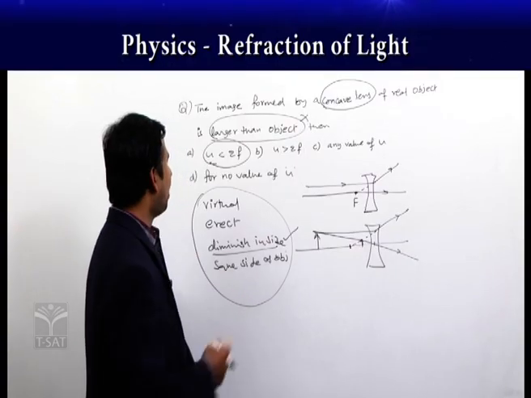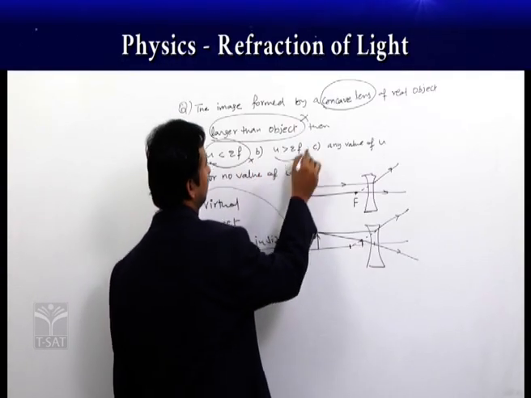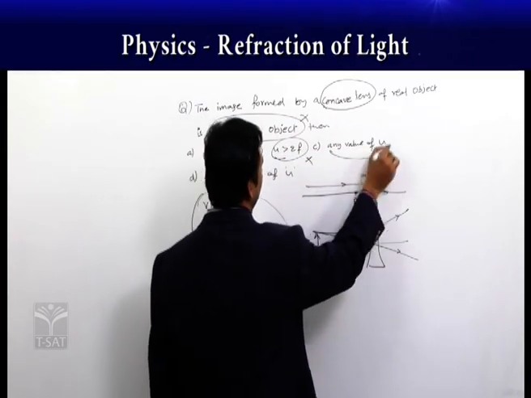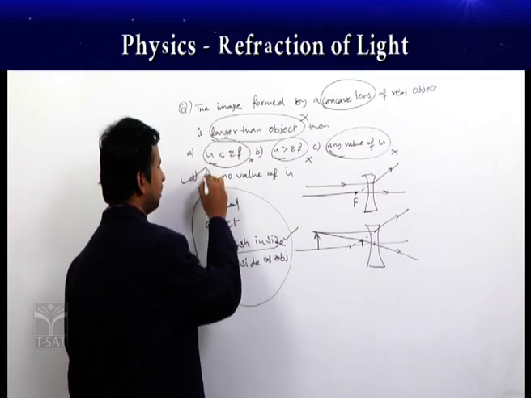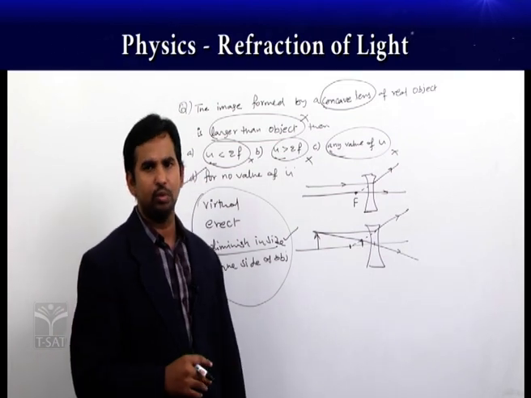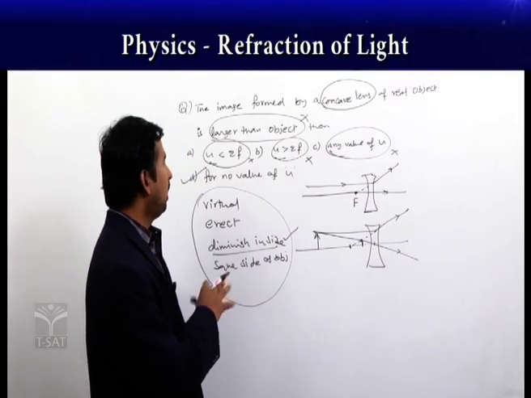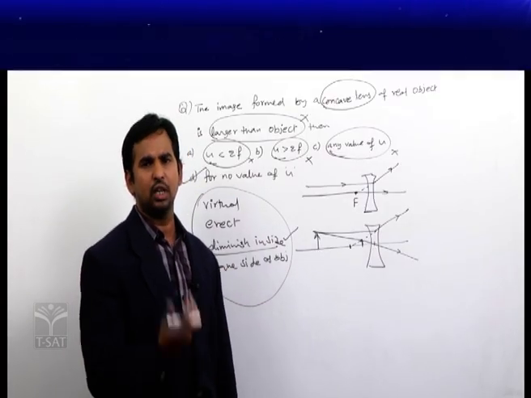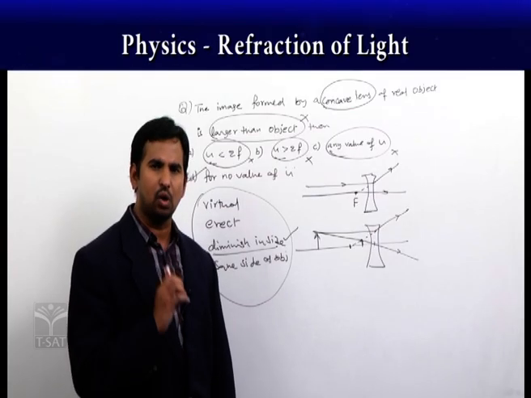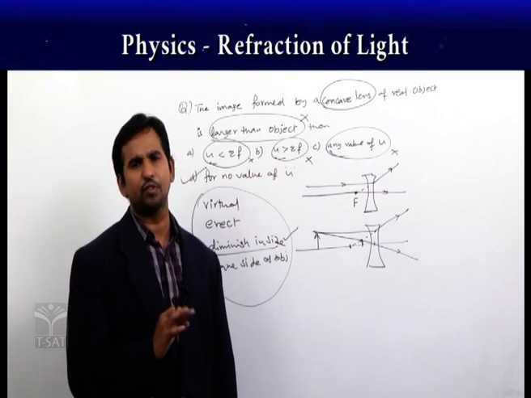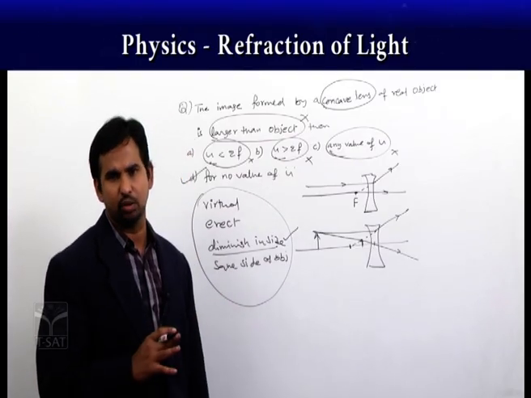So that's why, of the given options, A, it is not possible to get a larger object, and B, it is not possible for any value of u. So the correct option is for no value of u, because wherever you keep the object, it will never form an enlarged image. In the case of a concave lens, it always forms the same type of characteristics: formation of a virtual, erect and diminished size image only.